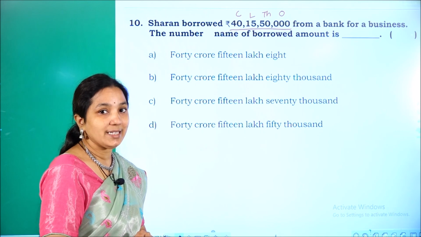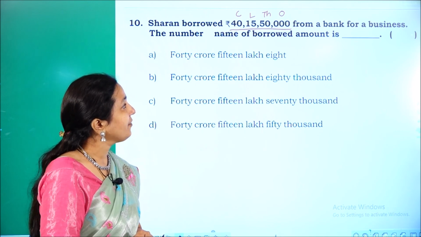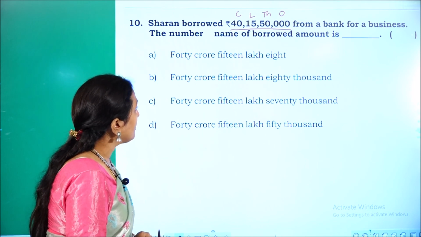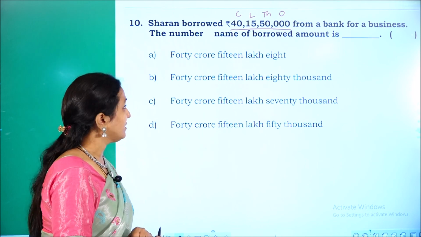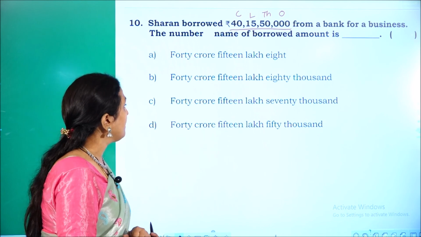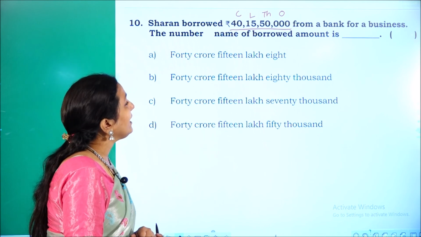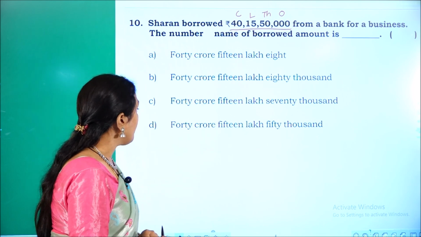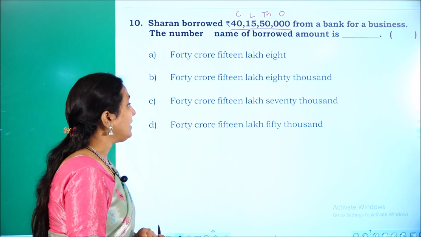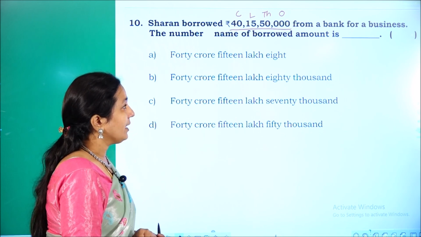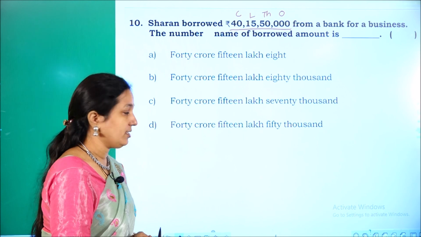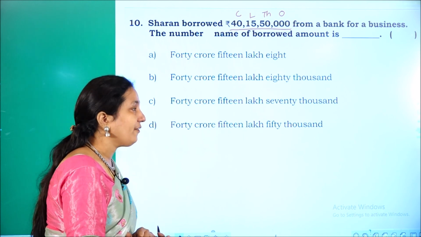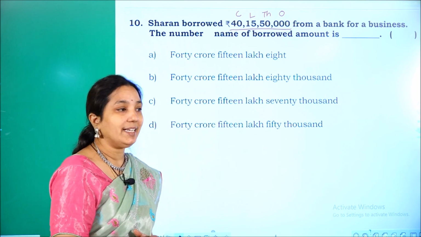Okay children, did you get it? 40 crore, 15 lakh, 50,000. So what are the given options here? Option A is 40 crore, 15 lakh, 8. Is it correct? No. Option B, 40 crore, 15 lakh, 80,000. Is it correct? No, children. Option C, 40 crore, 15 lakh, 70,000. But here we have 50,000 in the thousands period. Option D, 40 crore, 15 lakh, 50,000. So our required option is D.